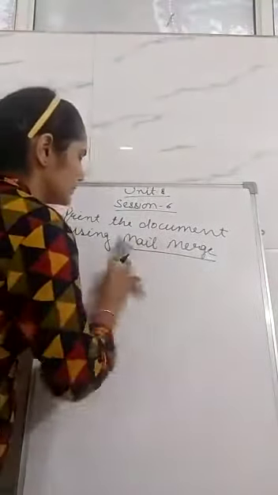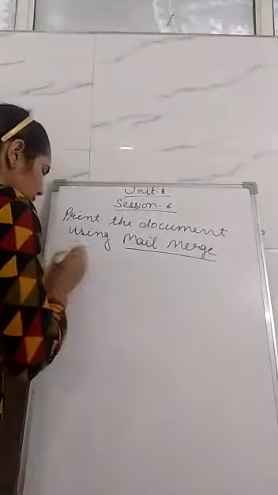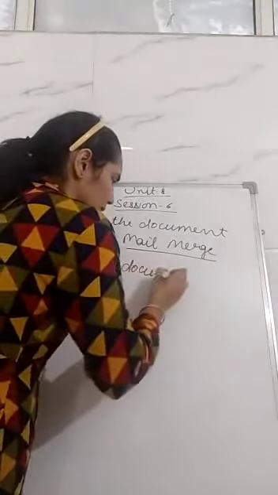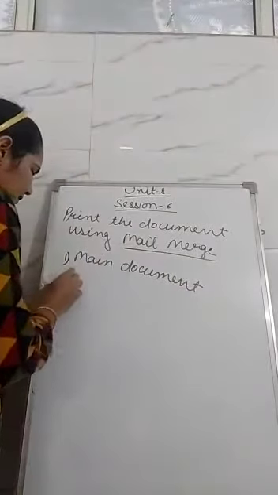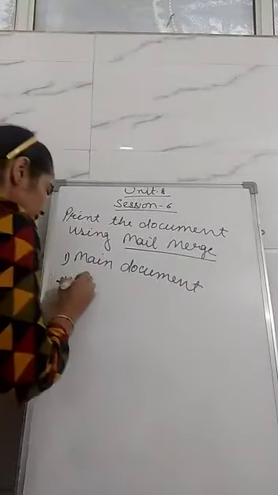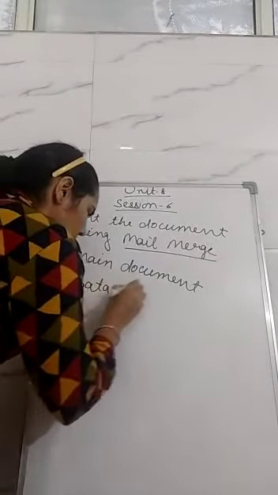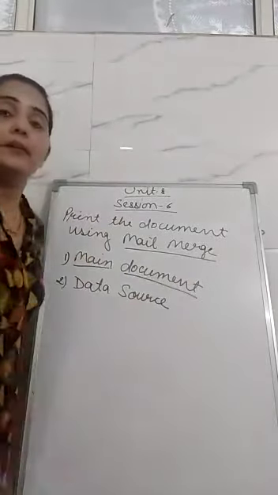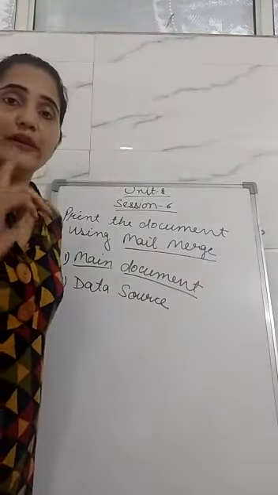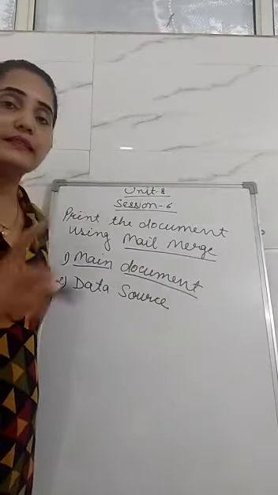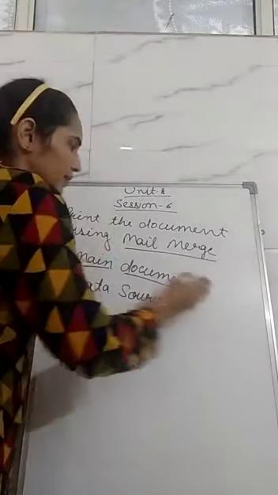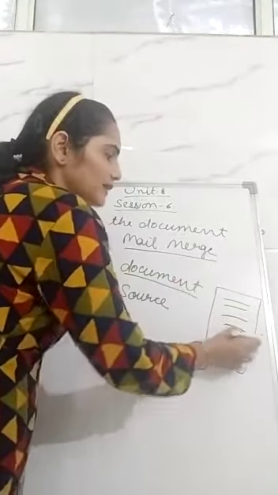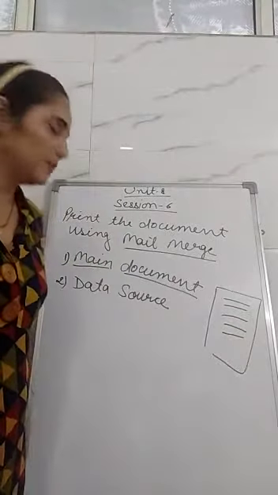In mail merge, there are two documents. First one is the main document and second one is your data source. Now, main document. Main document means suppose that I want to send one letter to different recipients, then the letter remains the same. Main document contains the text that remains the same for all recipients.